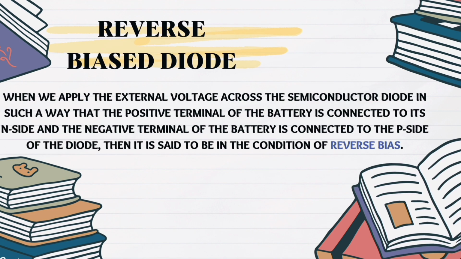The next topic is about reverse bias diode. When we apply the external voltage across the semiconductor diode in such a way that the positive terminal of the battery is connected to its N side and the negative terminal of the battery is connected to the P side of the diode, then it is said to be in the condition of reverse bias.